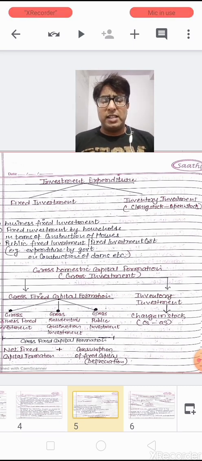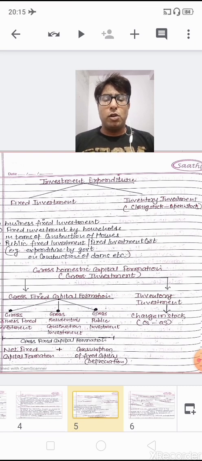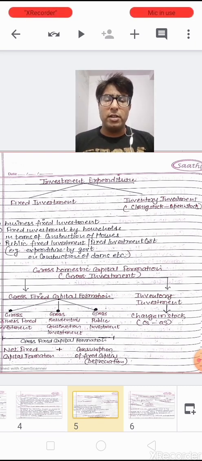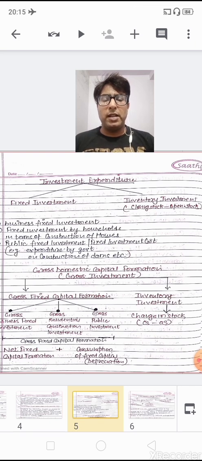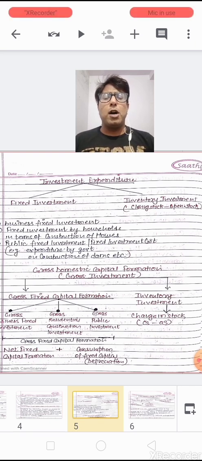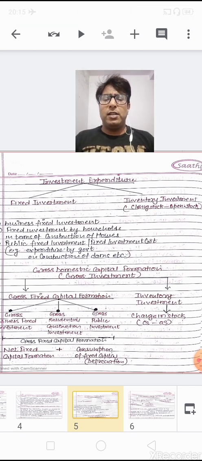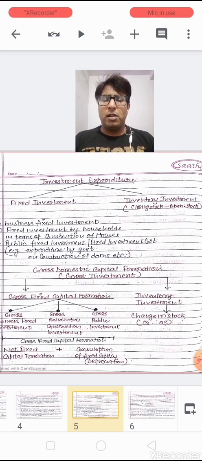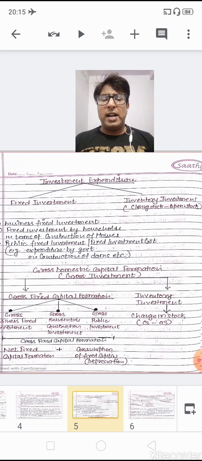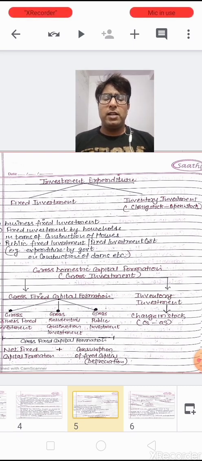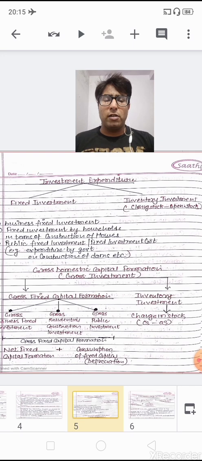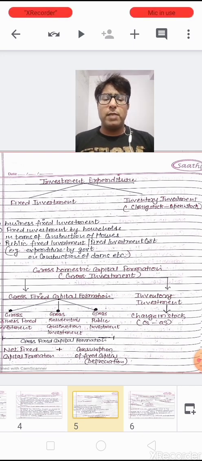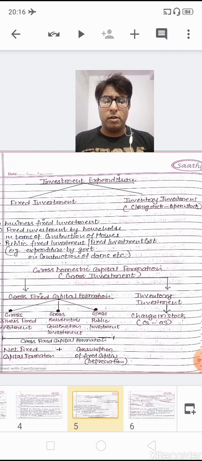Further classification of this gross fixed capital formation is: first, gross business fixed investment; second, gross residential construction investment; third, gross public investment. These are the three points by which we can also rename it on a different basis. Now on the right hand side we have inventory investment, which is renamed as change in stock, known as CS minus OS, where OS means the opening stock.